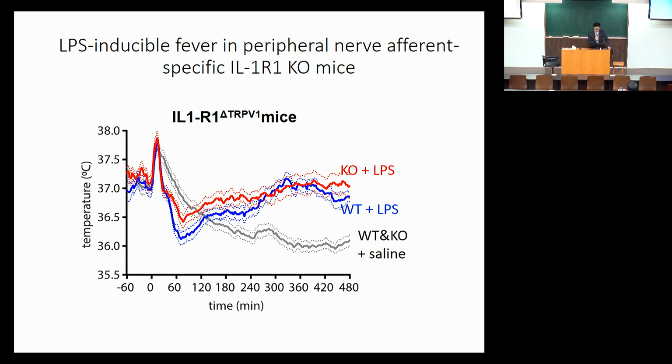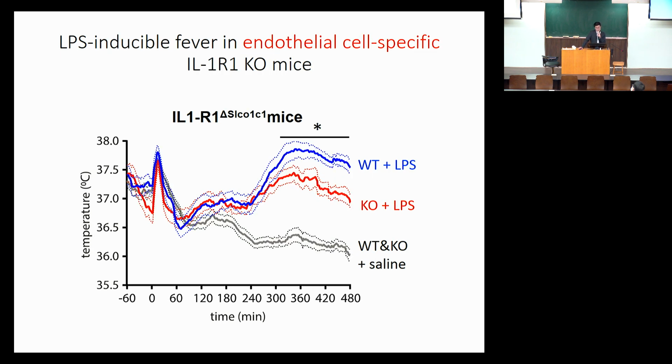And then also there are no differences between wild type and this cell-specific knockout mice. It means this IL-1 receptor 1 in afferent neurons has no effect on this fever. Finally, I checked with this.